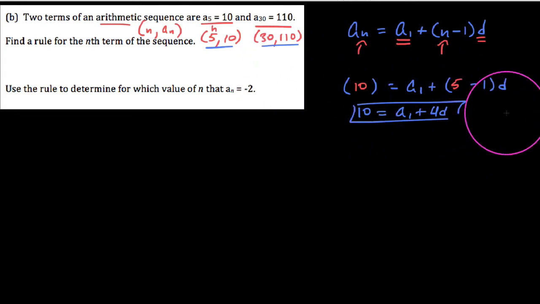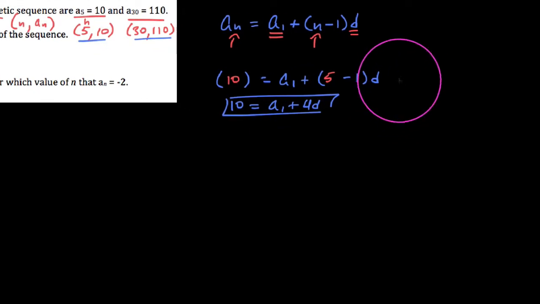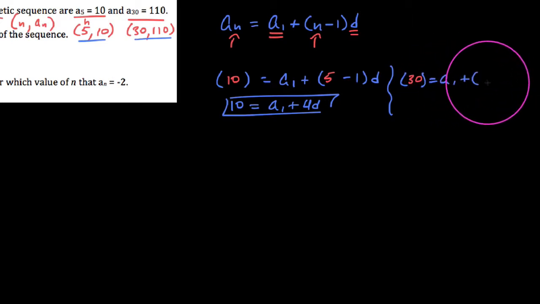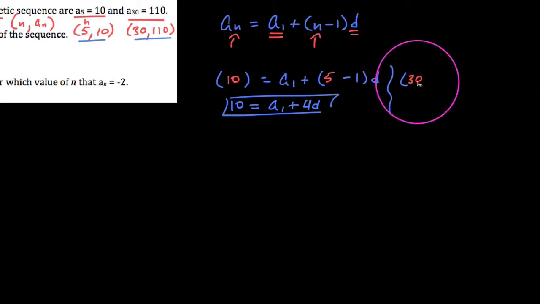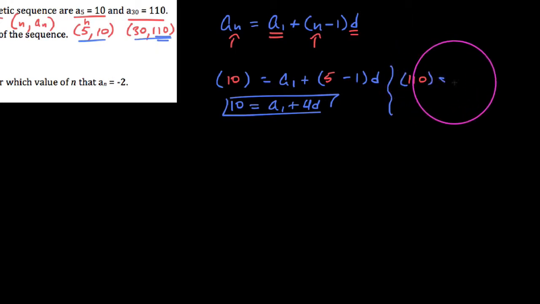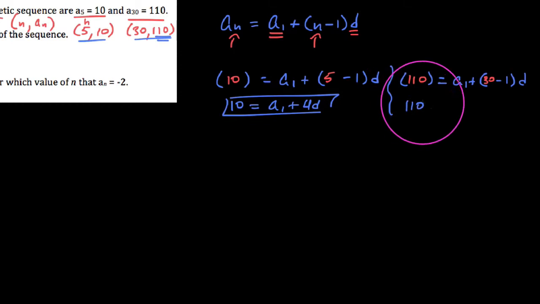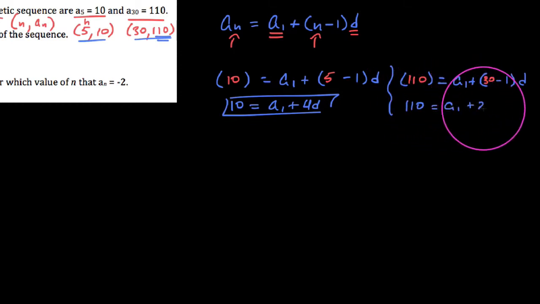And then our second equation would look like this. We would say, going and plugging in 30, the value of our term an is actually 110. I was doing this in a different order than I did last time. We say 110 is equal to a1 plus n minus 1 times d, where in this case we are at the 30th term. So here we get 110 is equal to a1 plus 29 times d. So here's our second equation.